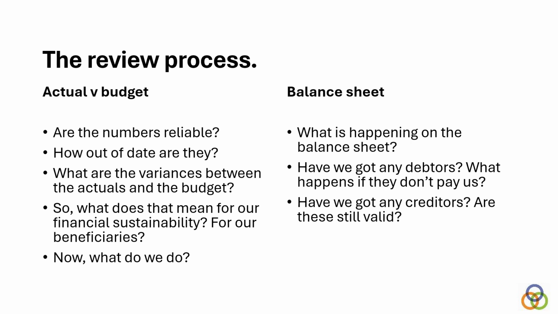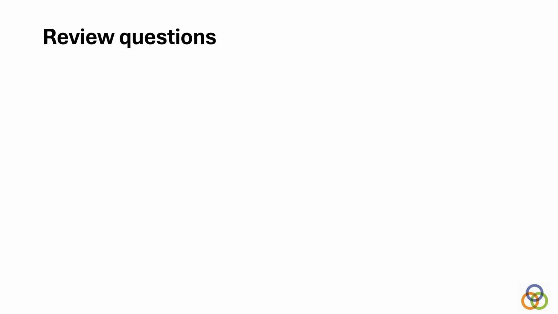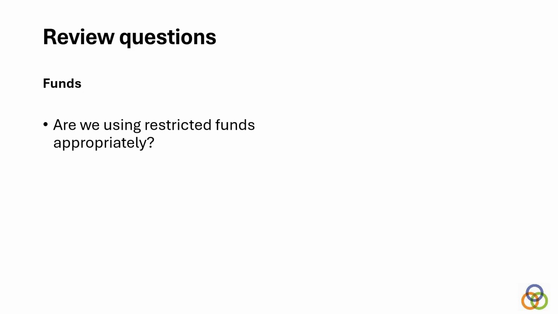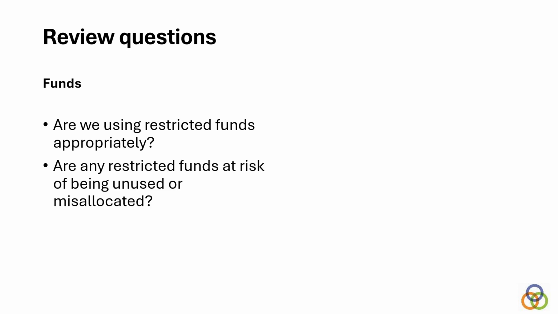The balance sheet is going to tell us whether we've got any debtors and what happens if they don't pay us, or if we've got any creditors and whether they're still valid. It's also going to tell us how much cash we had at the point of the balance sheet. We want to know what's going on in funds, and if you've come to our budgeting session or a bookkeeping session, you know that we track funds in the budget, in the bookkeeping system, in these monthly management accounts and in the annual accounts.